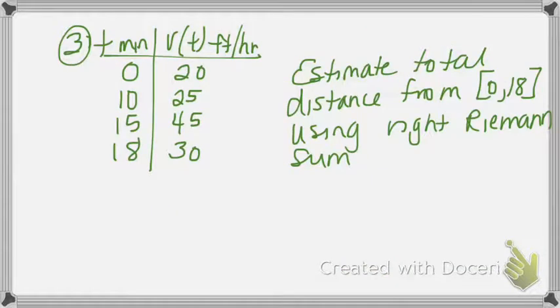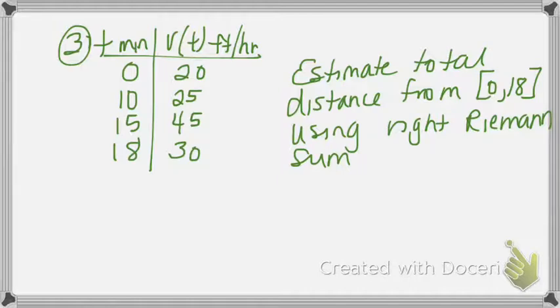Alright, another problem. Estimate the total distance from 0 to 18 using a right Riemann sum. Notice that t is in minutes and velocity is in feet per hour, which is kind of strange. We'll talk about that in just a minute. Pretend like you don't know anything about the units. Let's just estimate the distance.